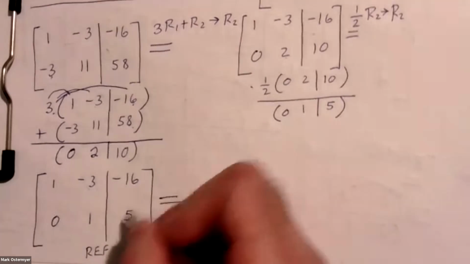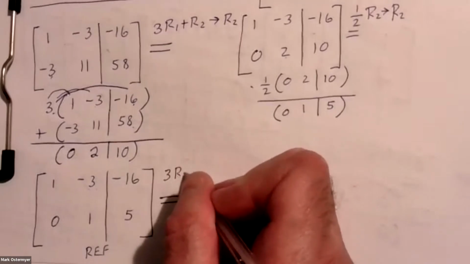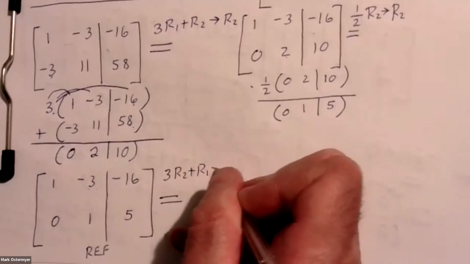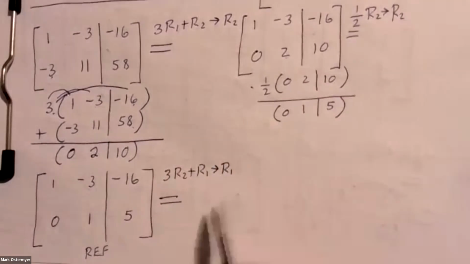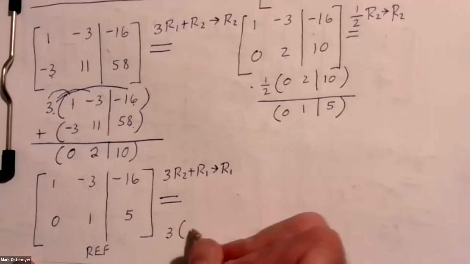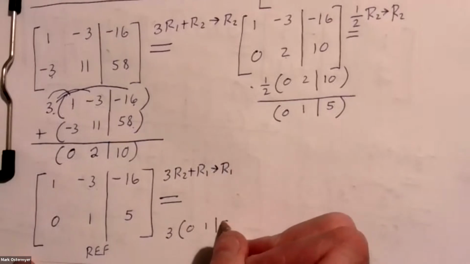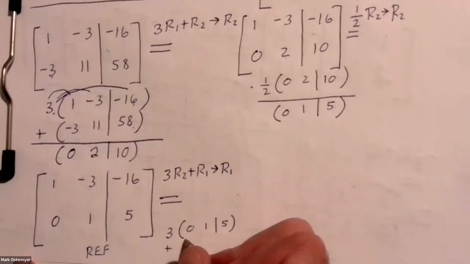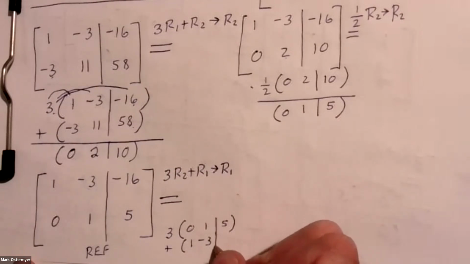So what I'm going to do is multiply row 2 by 3, add it to row 1 to form a new row 1. That's a valid elementary row operation. So I'm going to take 3 times row 2, add that to row 1, and form a new row 1.